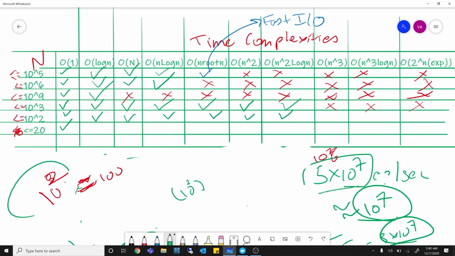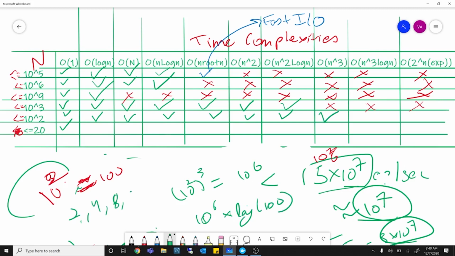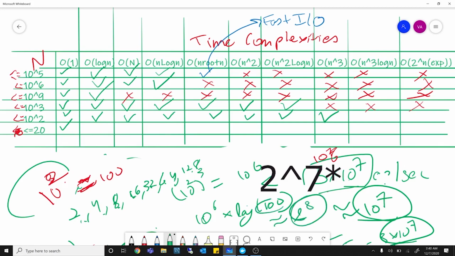So 10 to the power 2 cube is equal to 10 to the power 6, which is less than 10 to the power 7, and hence this is also valid. Let's talk about n cube log n. So 10 to the power 6 into log of 100. You can see 2, 4, 8, 16, 32, 64, and then 128. So this is 1, 2, 3, 4, 5, 6, 7, 8. So approximately 100 is about 2 to the power 8, and hence log is 8. So this is 8 into 10 to the power 6, which is again less than 10 to the power 7, and n cube log n is also valid.